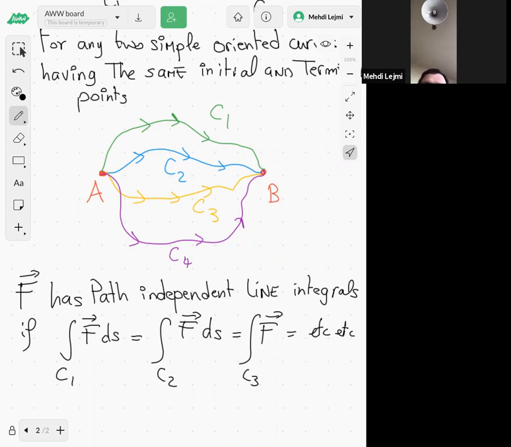As I said, what matters here is just the initial and the terminal point. The curve itself doesn't matter. You can take any curve here, C1, C2, C3, or C4, and the integral will be the same. You're going to get the same answer. It's independent of the curve you are taking. That's what I call path independent line integrals. It only depends on the initial and terminal points. Let me give you an example.